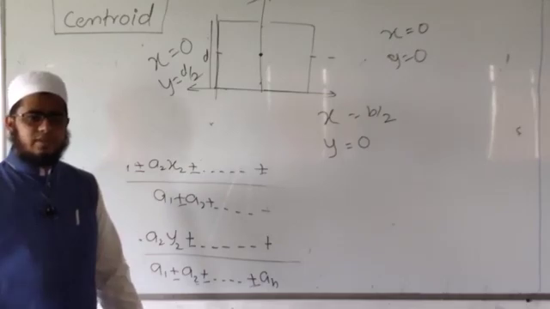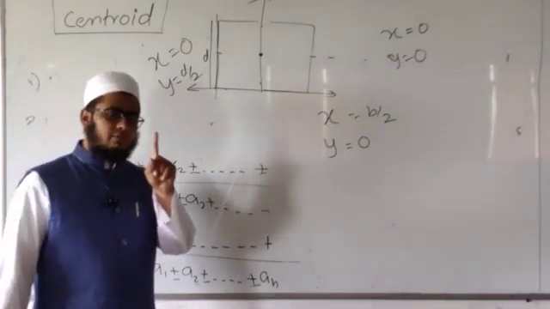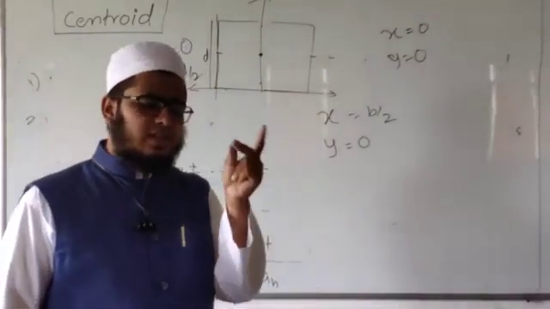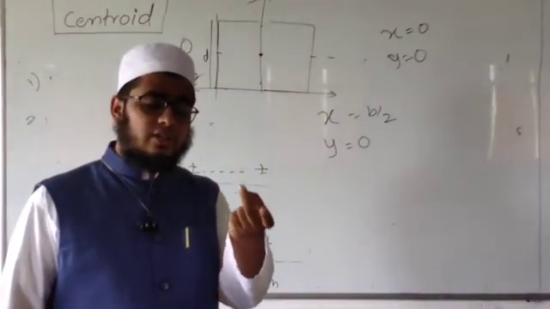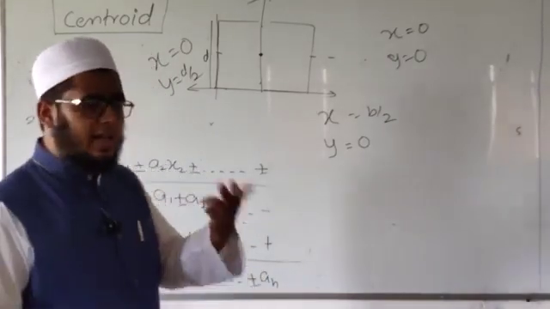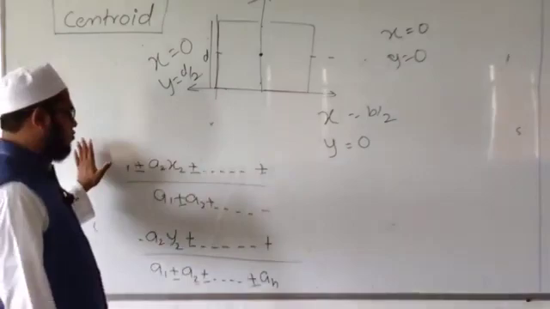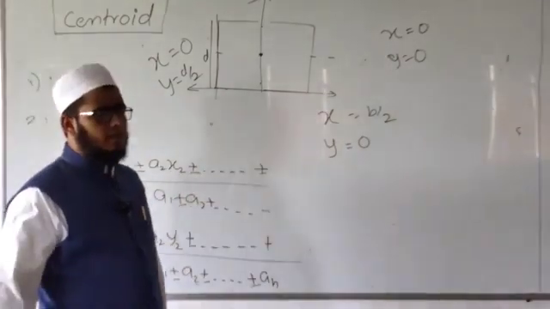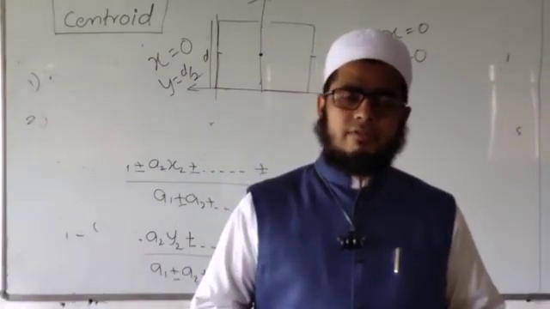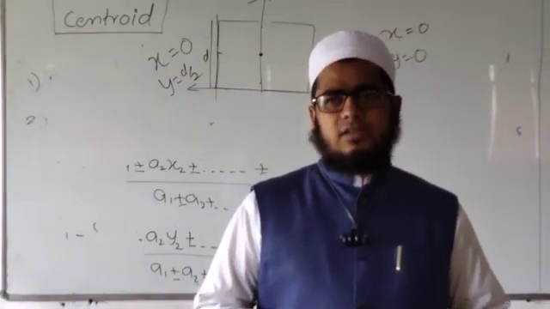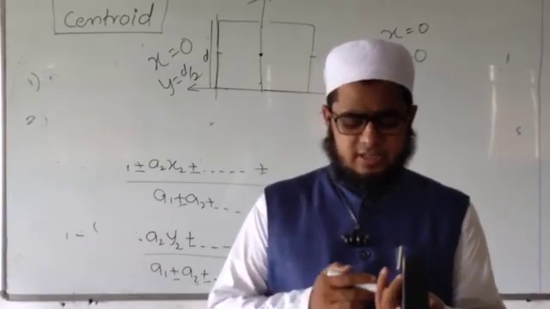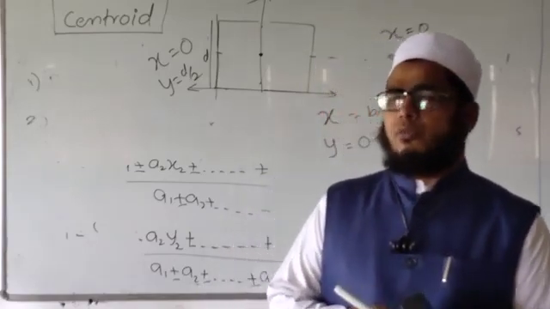It is very easy. First I will divide the given figure into the number of possible standard figures. Second I will determine the area and the coordinates of the centroid for each standard figure. And third I will use these formulas to calculate the centroid of the irregular figure. We will see numericals on the centroid in the next lecture, and after that there is a very important topic, moment of inertia.